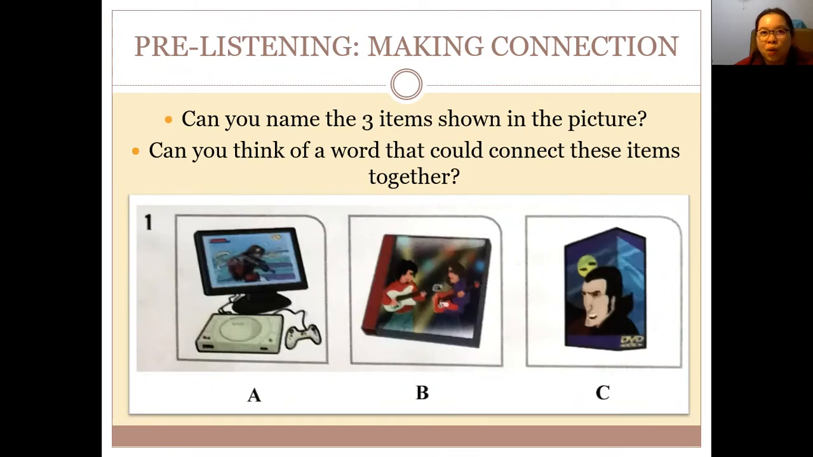Next, we'll look into how you can make connections between options of pictures to help you predict the content of the listening audio. Let's look at this first set of pictures. Can you name the 3 items shown in the picture? Great. Picture A is game console, picture B is song album, and picture C is DVD.